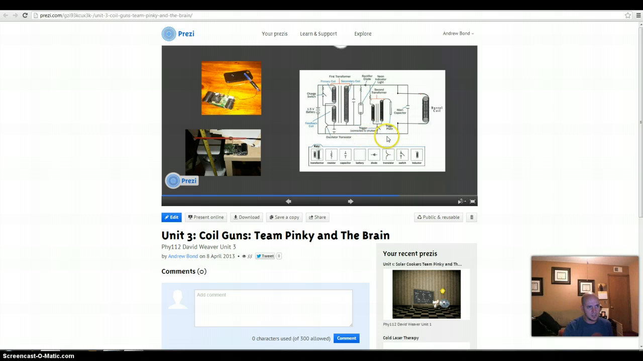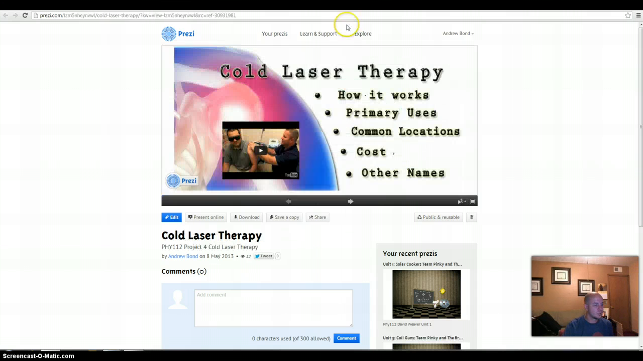When the trigger is shot, it immediately shoots it through, pushes it out here, which creates a magnetic field and pulls the projectile into the barrel. When it shuts off, it blasts out. And if you don't time it right, or if you don't set it up perfect, then sometimes it shoots backwards, or sometimes it doesn't go anywhere because it just sticks right here. Anyway, that's that. Our fourth project, I gotta hurry up, was our cold laser therapy.